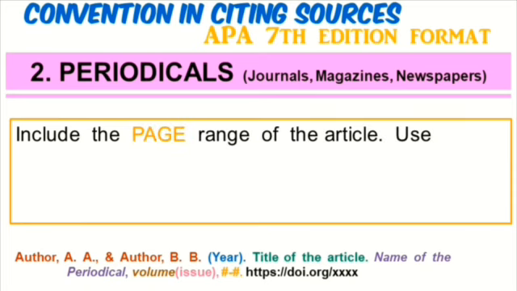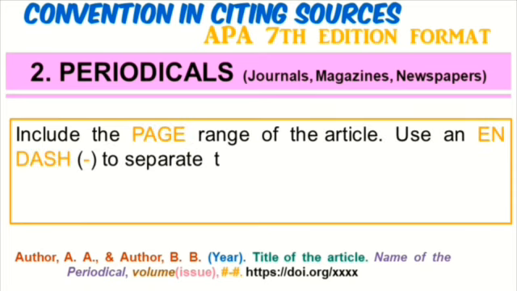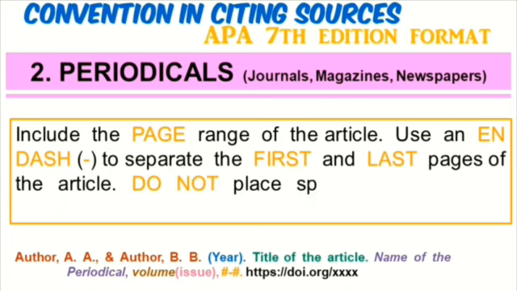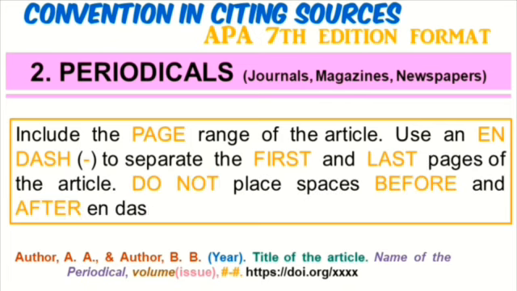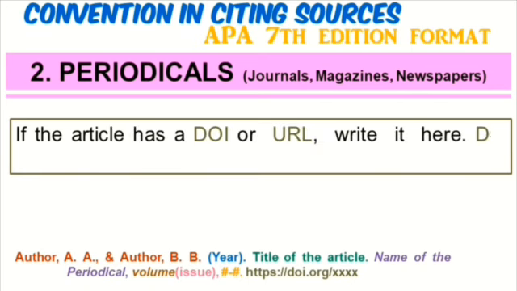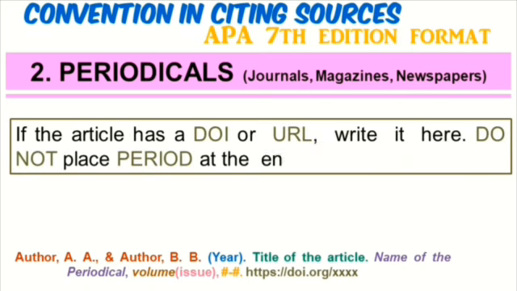Include the page range of the article. Use an en dash to separate the first and last pages of the article. Do not place spaces before and after the en dash. End with a period. Then, if the article has a DOI or URL, write it here. Do not place a period at the end of the DOI or URL.